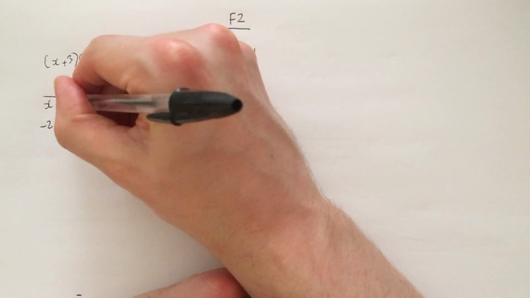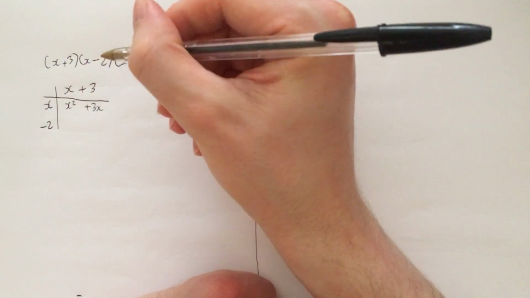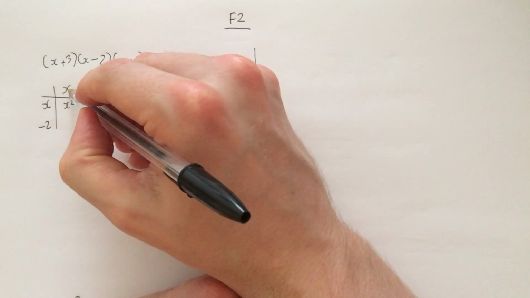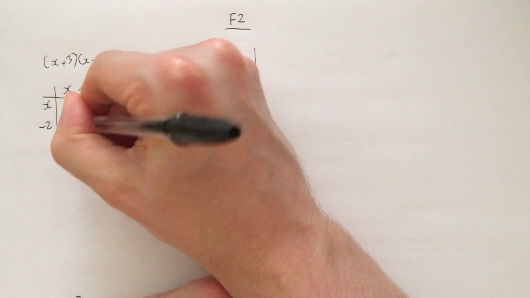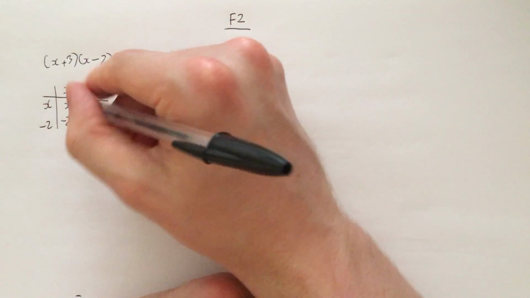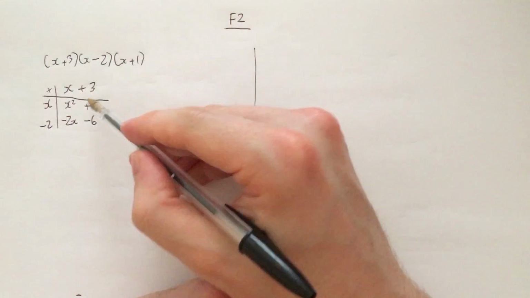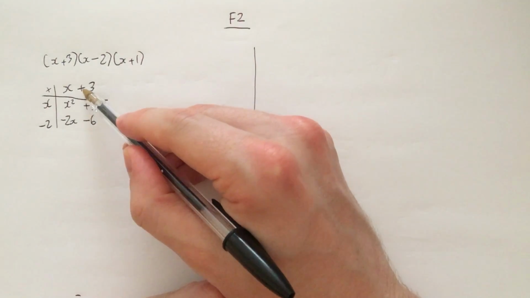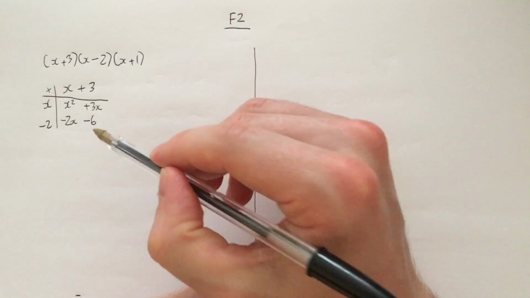X times x is x squared. Positive 3 times x is plus 3x. That's fine. Be careful. X times negative 2 is negative 2x. Positive 3 times negative 2 is negative 6. If you need to put a times sign there, please do. That does not say positive 3 take away 2. It says positive 3 times by take away 2.